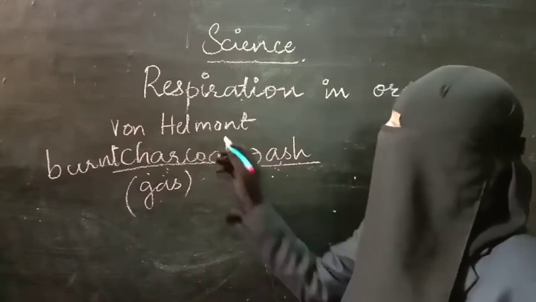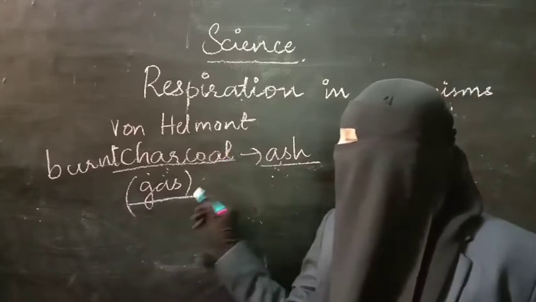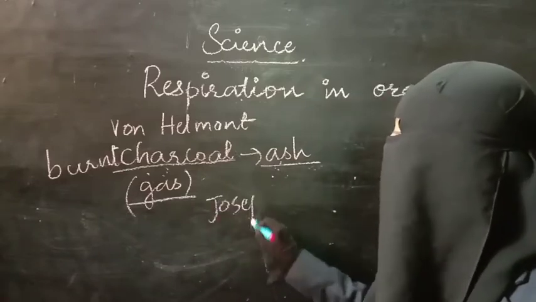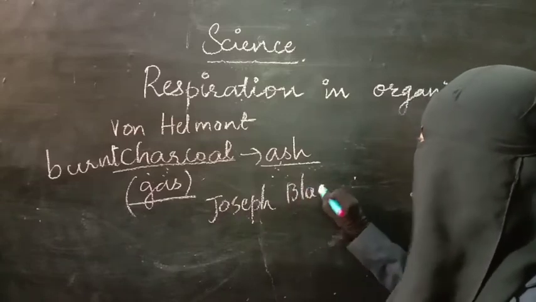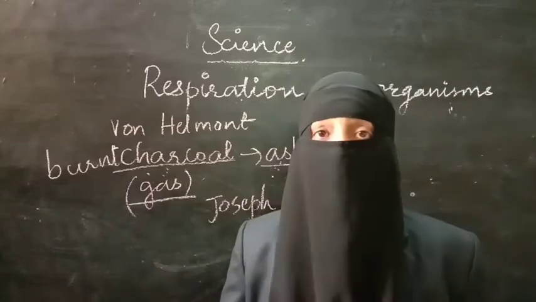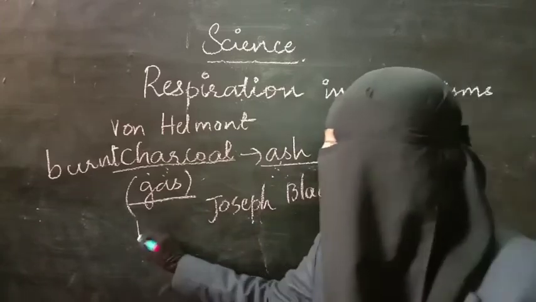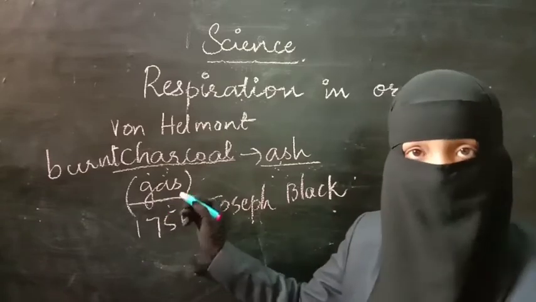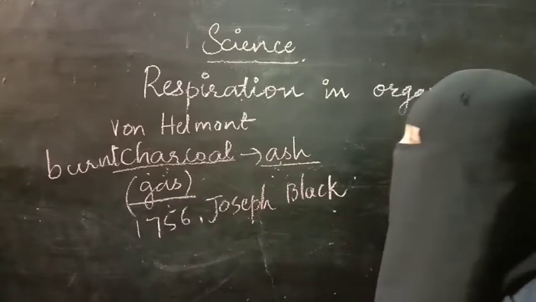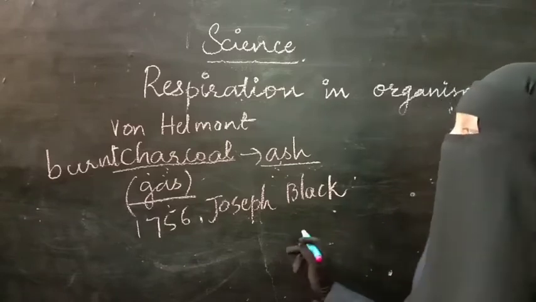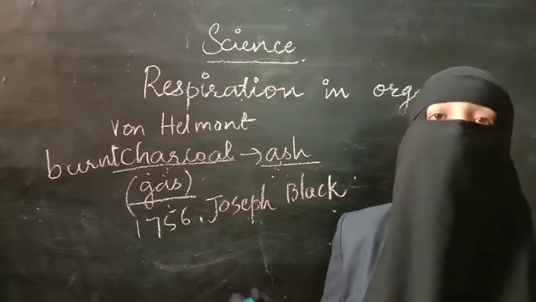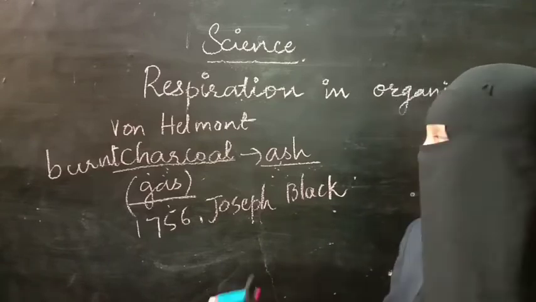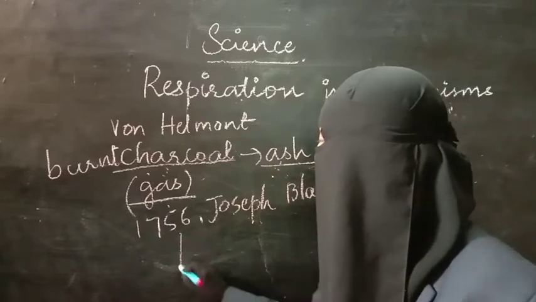Later on, from his experiment, it was found that it is a gas. The next scientist is Joseph Black. He studied this gas in more detail. In the year 1756, Joseph Black observed that when lime water reacts with acids, it produces a gas, and that gas he named fixed air.